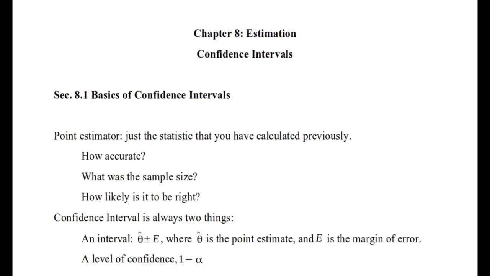Okay, welcome to Chapter 8. This is the second in our look at using samples to make claims about populations.